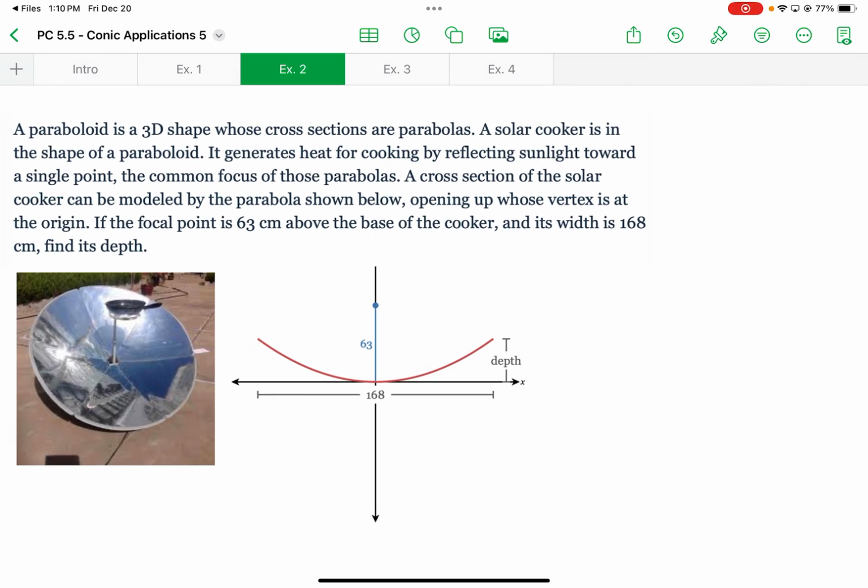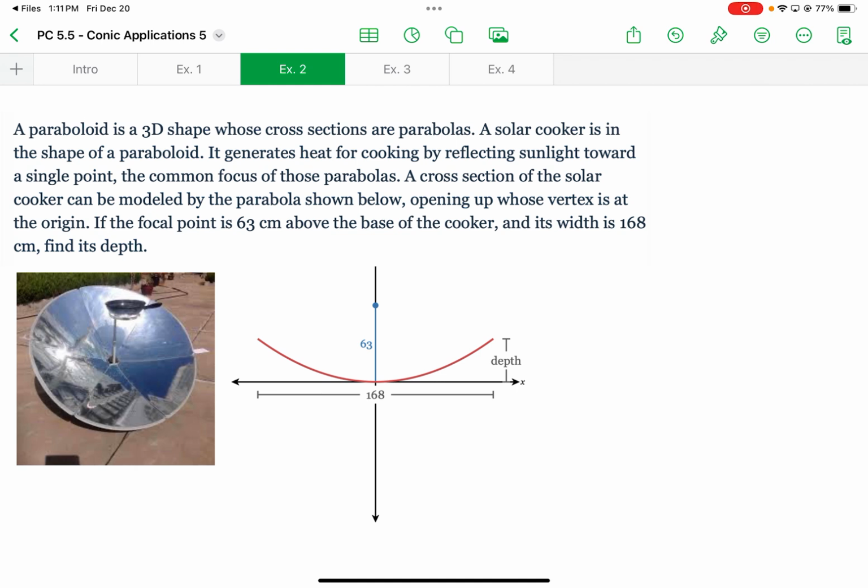Okay, we got another paraboloid. The solar cooker is in the shape of a paraboloid this time. Have you seen these before? A solar cooker is like a reflective dish that you can point towards the sunlight. The rays shine down on the reflective material, and then they bounce up to your focus point, and you put your food at the focus point so that it can cook. You put your pot or your pan. You can kind of see that in the picture there.